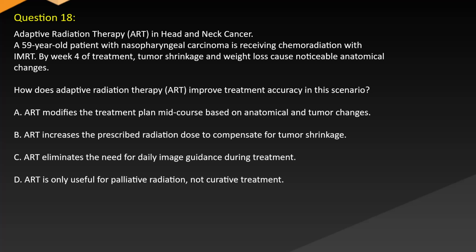A 59-year-old patient with nasopharyngeal carcinoma is receiving chemoradiation with IMRT. By week 4 of treatment, tumor shrinkage and weight loss caused noticeable anatomical changes. How does adaptive radiation therapy improve treatment accuracy in this scenario?